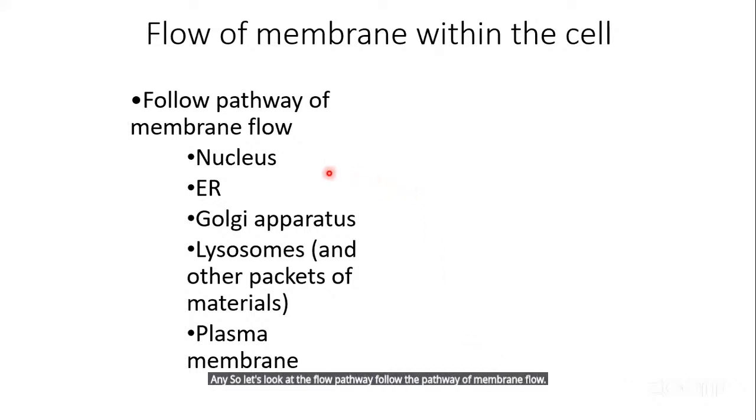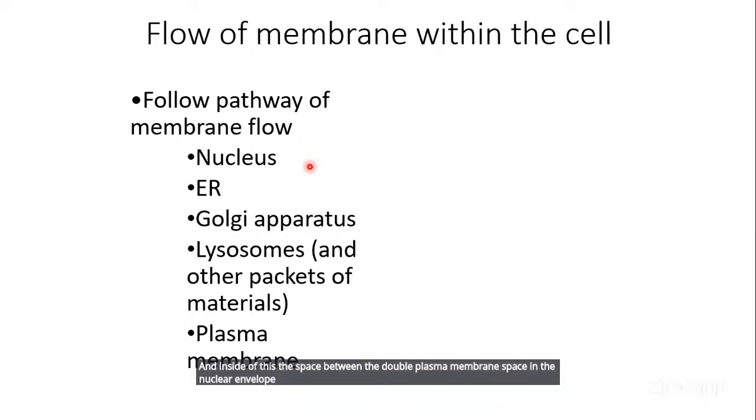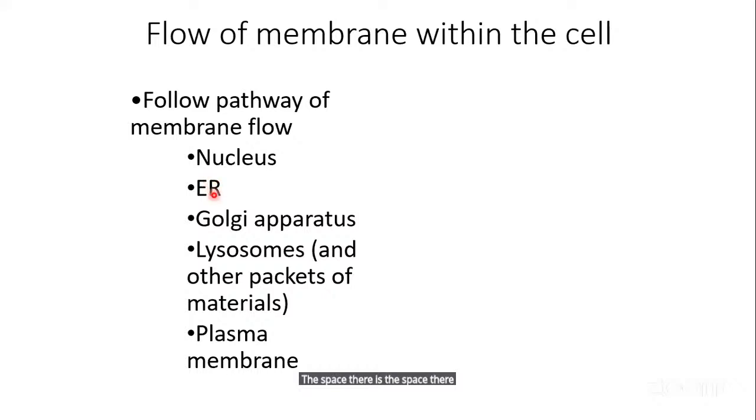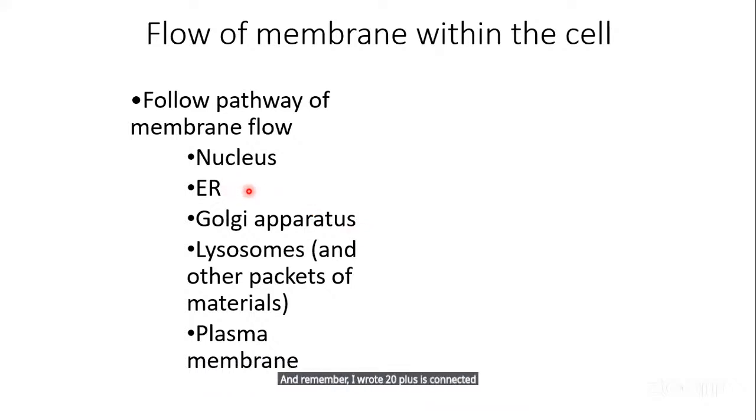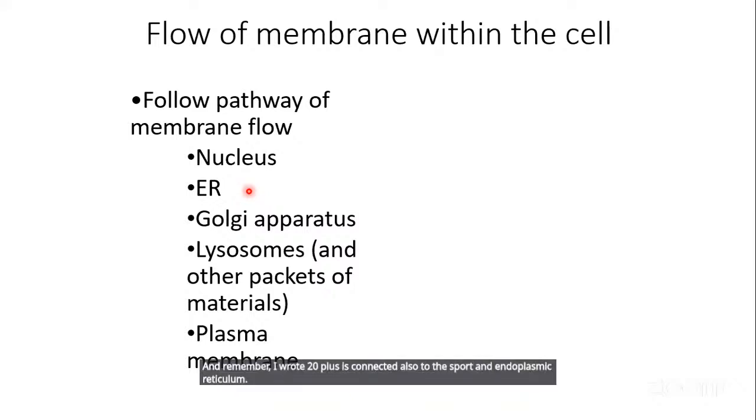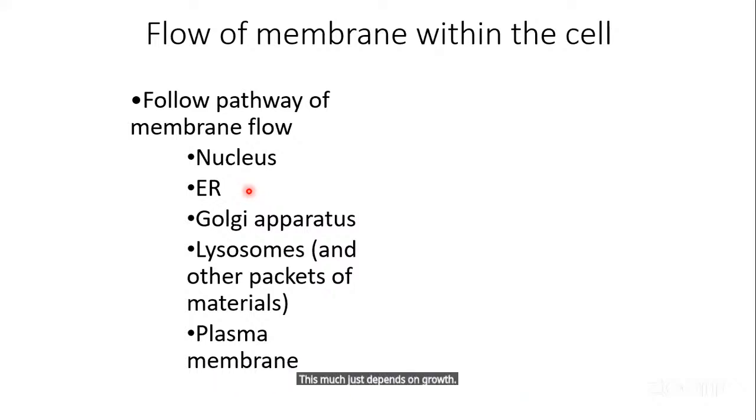So basically, the nucleus, remember I told you, has a double membrane. That double membrane is called the nuclear envelope. The space between the double membrane is continuous with the lumen, the center of the endoplasmic reticulum. That's the rough endoplasmic reticulum. And remember, rough endoplasmic reticulum is also connected to the smooth endoplasmic reticulum. The smooth differs from rough in that rough has a lot of ribosomes on the surface.